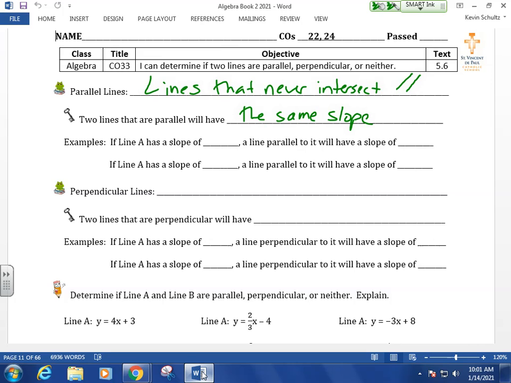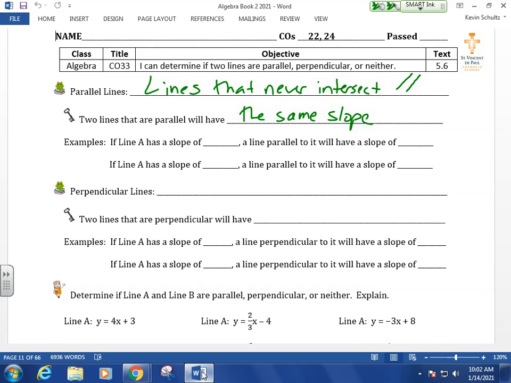Because remember what slope does. It describes how a line moves across the coordinate plane. If two lines move at the same rate, they're never going to cross, right? It's just like, how old are you folks? 12, 13 years old? 13? I'm 36, okay? And we will always stay 23 years apart, right? Even though I'm aging, you're aging, we'll always stay the exact same age apart because time moves at the same rate for all of us.